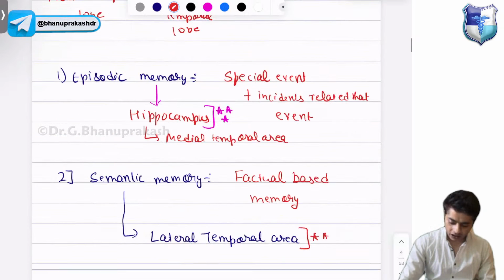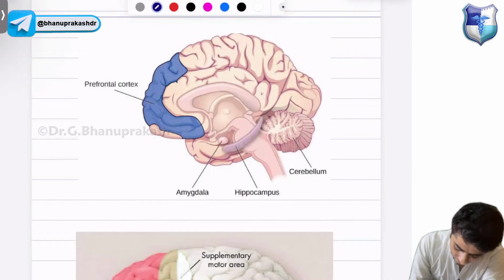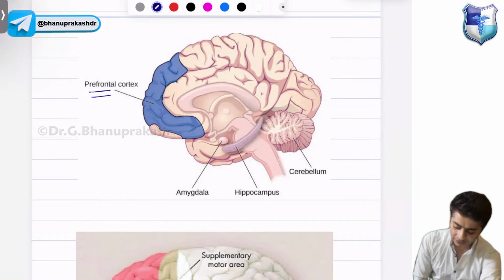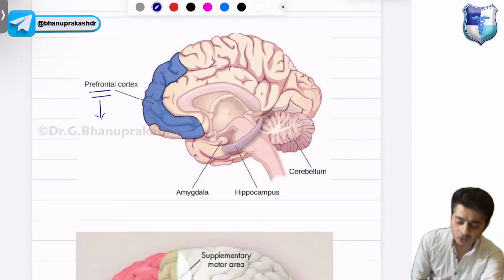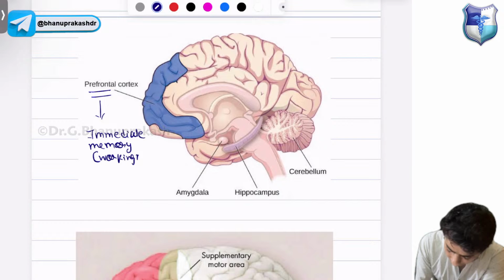Now, after finishing this, see this diagram. This is your prefrontal cortex. In the prefrontal cortex, what is stored? It is your immediate memory, or working memory.